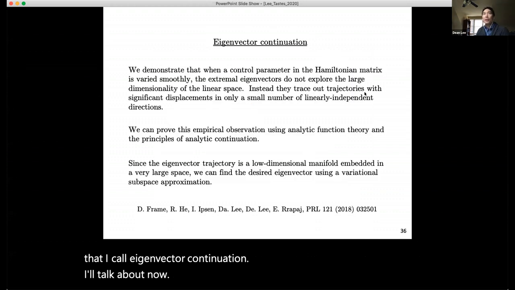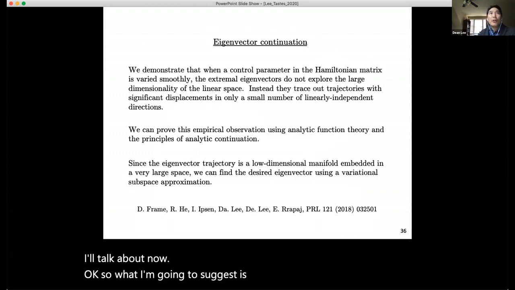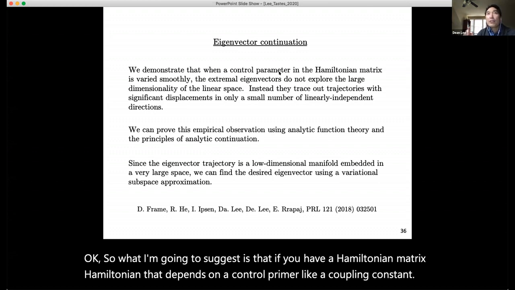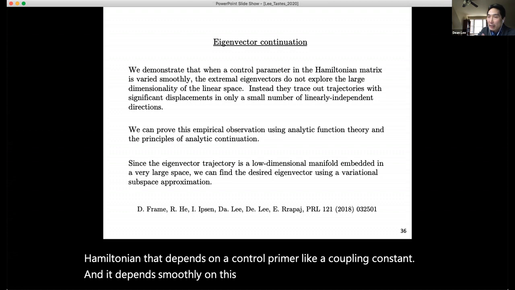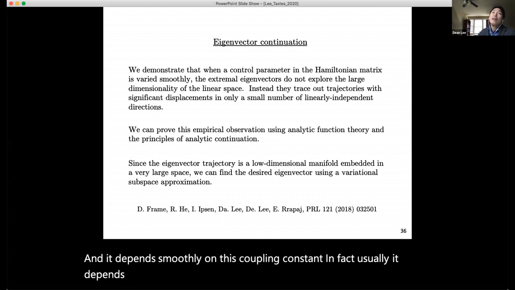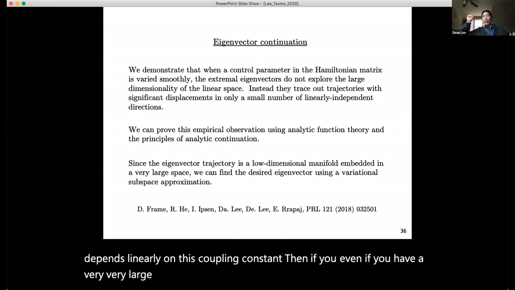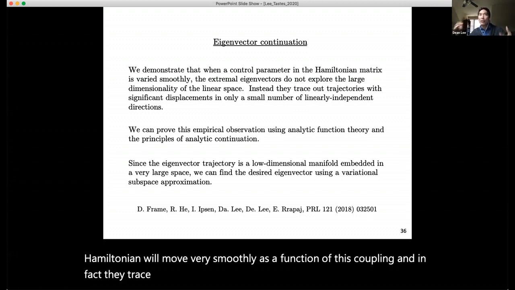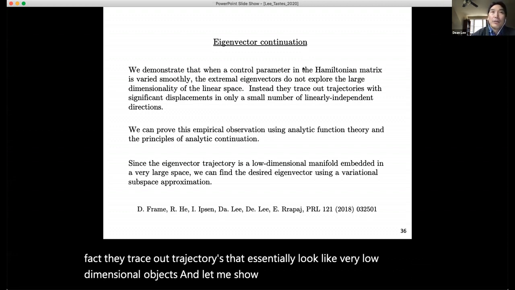So what I'm going to suggest is that if you have a Hamiltonian matrix, a Hamiltonian that depends on a control parameter, like a coupling constant, and it depends smoothly on this coupling constant, in fact usually linearly, then even if you have a very, very large linear space, the eigenvector, the ground state of this Hamiltonian, will move very smoothly as a function of this coupling. And in fact, they trace out trajectories that essentially look like very low-dimensional objects. And let me show you how this all works.